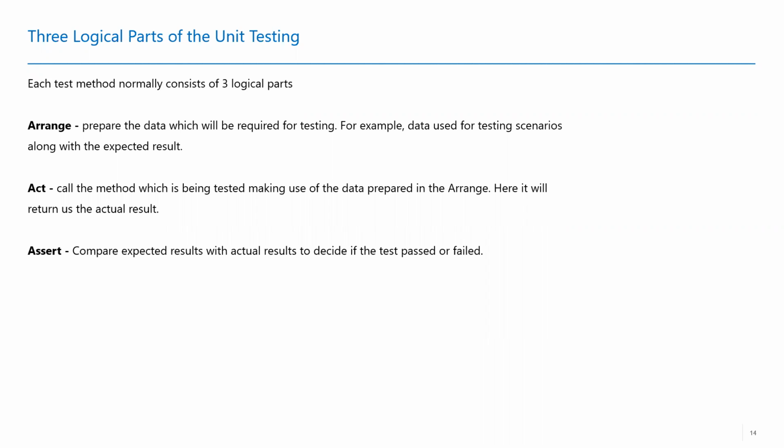Act is actually calling the method which you are targeting and then getting the data back. And then assert will compare the expected output with the actual result and decide whether to fail or pass the test case. So you will see in most of my unit test cases: arrange, act, and assert. This is the best practice. Please make sure that you follow this consistency.